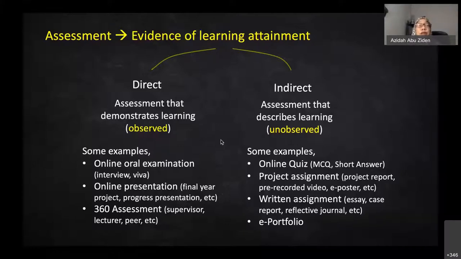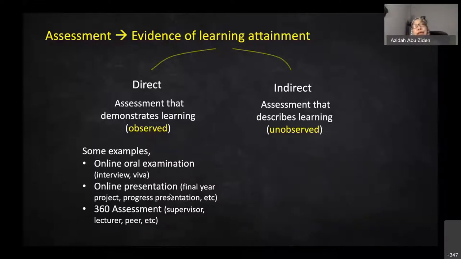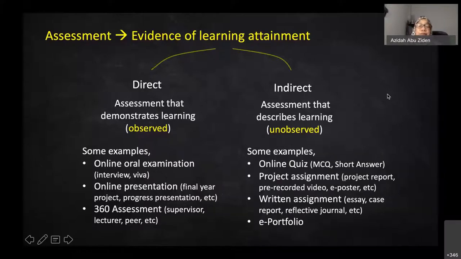We observe what students do and then we give marks. Alright, we might prepare rubric, for example. And then we can also do 360 assessment. Okay, yang ini for example, for master students, for doctorate students, we can do the 360 assessment from the supervisor, from the lecturer, from the students, and so on. All right. So this is direct, and there are also indirect assessment, unobservable. Contohnya online quiz. All right. Okay. So and then project assignment, project report, pre-recorded video, and so on.